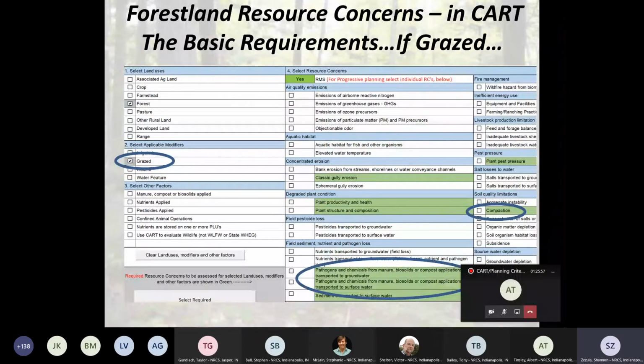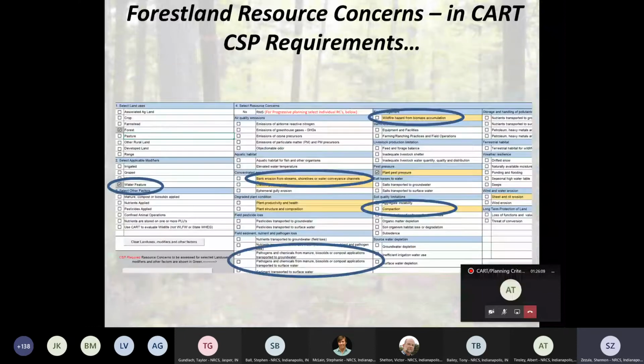However, if you do document that forest is grazed, here in Indiana, we do also want you to assess pathogens as well as compaction in our forest lands. And of course, since we can't make things simple, our CSP program has additional or different nationally required resource concerns. You can see there if we have a water feature in our forest in CSP, we do assess that bank erosion. That is not the case for general planning or EQIP.